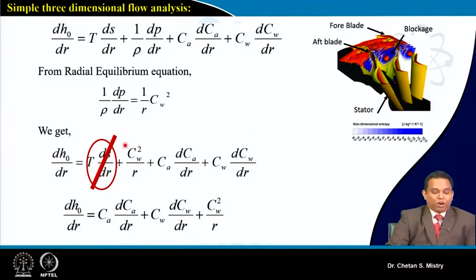For the sake of simplicity, for our case we will consider this as negligible, or omit it at this moment, because it would give unnecessary complexity. So let's try to simplify that. We are omitting this part. So it says dh0 by dr now will be ca into dca by dr plus cw dcw by dr and cw square by r.